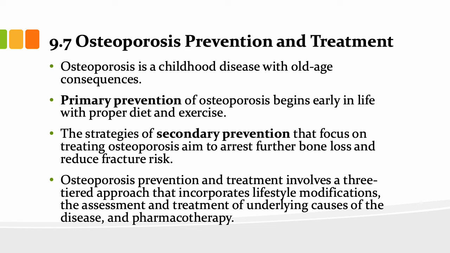Like many diseases, osteoporosis is a childhood disease with old age consequences. The primary prevention for osteoporosis begins early in life with proper diet and exercise. The strategies of secondary prevention that focuses on treating osteoporosis aim to stop further bone loss and reduce fracture risk. Osteoporosis prevention and treatment involves a three-tiered approach that incorporates lifestyle modifications, the assessment and treatment of underlying causes of osteoporosis, and medication.